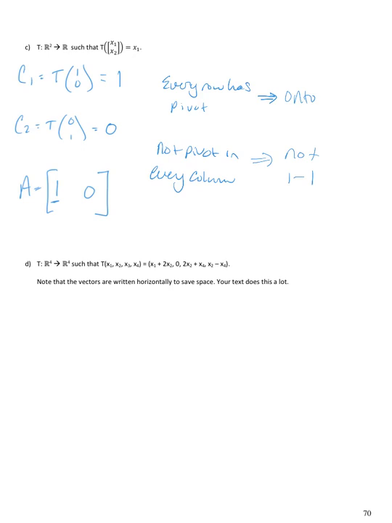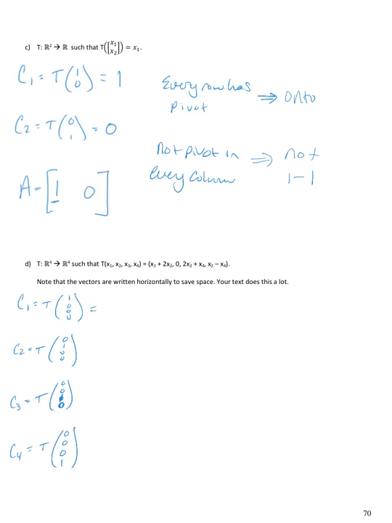Okay, T goes from R4 to R4 such that T of (x1, x2, x3, x4) equals the given formulas. Okay, so column 1 is going to be T of (1, 0, 0, 0). Column 2 of the standard matrix A is T of (0, 1, 0, 0). Column 3 is T of (0, 0, 1, 0). And column 4 is T of (0, 0, 0, 1). Oops, I missed, that should be a 1, then a 0, and then 0, 0, 1.